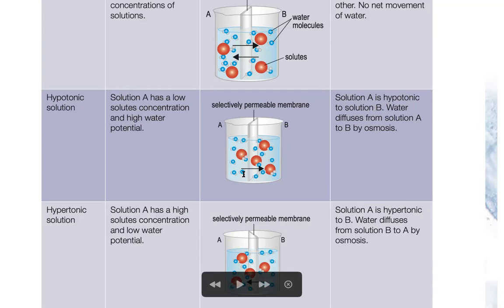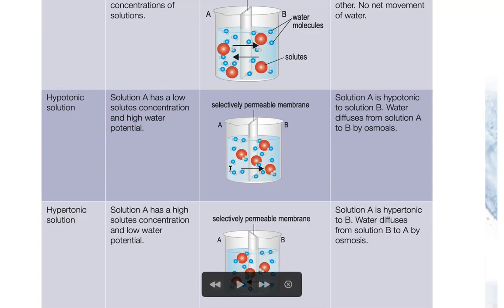Okay, so kita boleh cakap solution A ni adalah hypotonic berbanding solution B. So what is the result? More water diffuse from solution A to solution B by osmosis. Awak tengok pergerakan air. Pergerakan air ni satu sahaja, iaitu daripada A ke B. Sebab apa? Air lebih banyak berada di sini berbanding di sini. So air ni dia akan bergerak daripada tempat banyak ke tempat sedikit. Tempat banyak apa? Banyak air lah maksudnya.